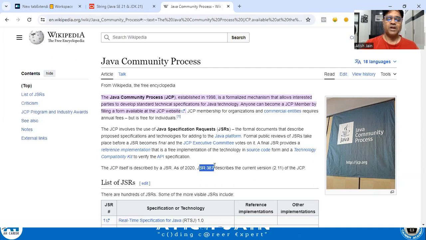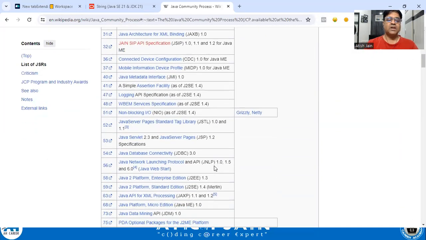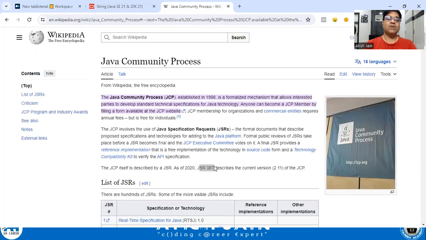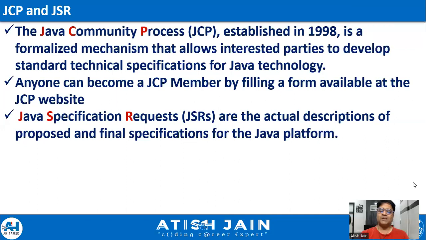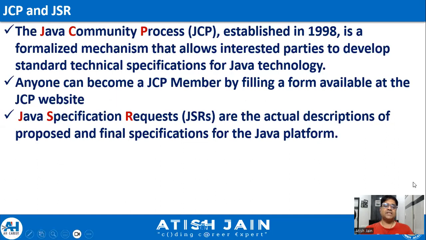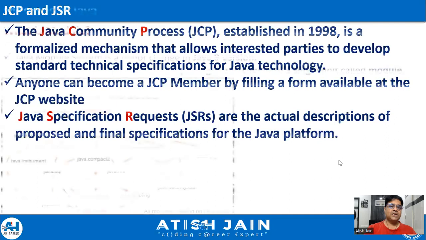So it is the document which describes what has to be included in the upcoming version of Java. Is it clear? So this is how the new versions of Java will come into picture. You may think, who is telling the Sun Microsystems company or the Oracle Corporation to add these kinds of functionalities? It is informed or suggested by the members of this JCP community. Okay, so this is about JCP and JSR.